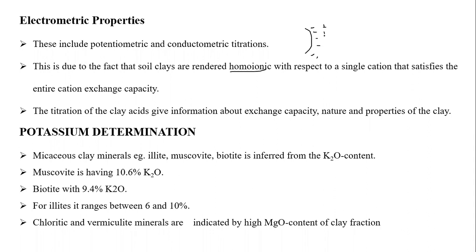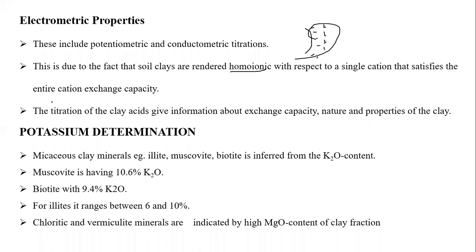Generally, it will attach with positive charge, called homoionic. This is one type of ion that will be there. This is due to the fact that soil clays retain homoionic with respect to the single cation that satisfies the entire cation exchange capacity. So that titration of clay gives the information about the exchange capacity and natural properties of the clay, nothing but our CEC, which we calculate now.